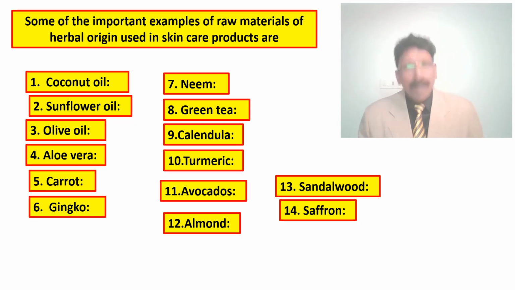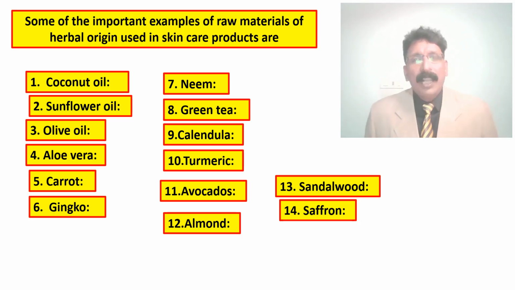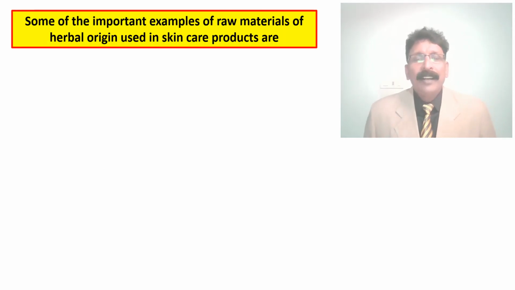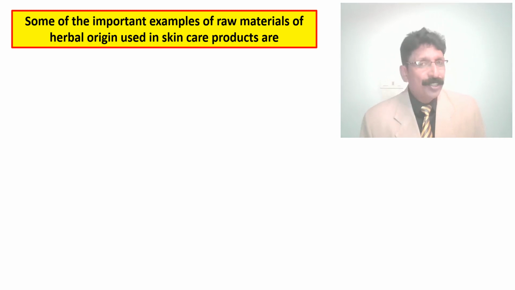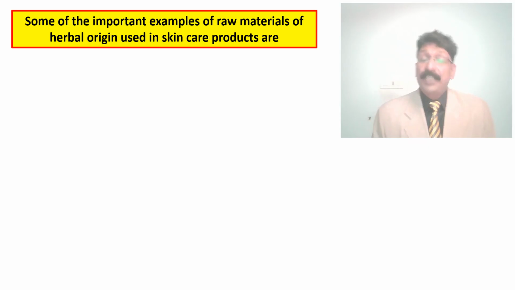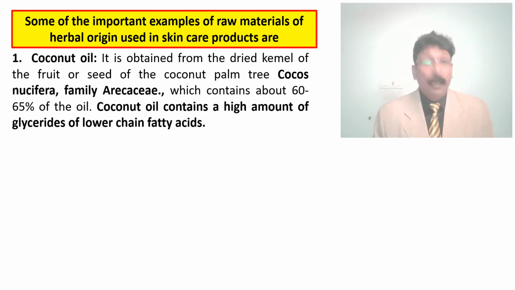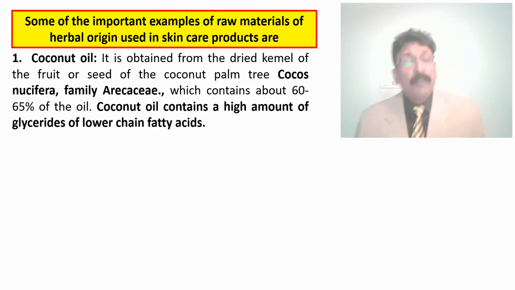I'll give some explanation. If you remember, you can write that. To get success, you should listen, make hints, and elaborate with your knowledge. Some of the important examples of raw materials, whose names we have discussed. Number one, coconut oil. It is obtained from the dried kernel of the fruit of the coconut palm tree, Cocos nucifera.